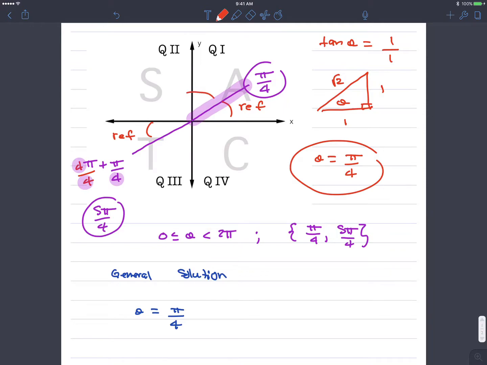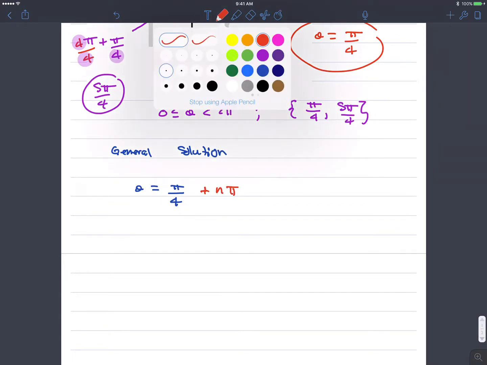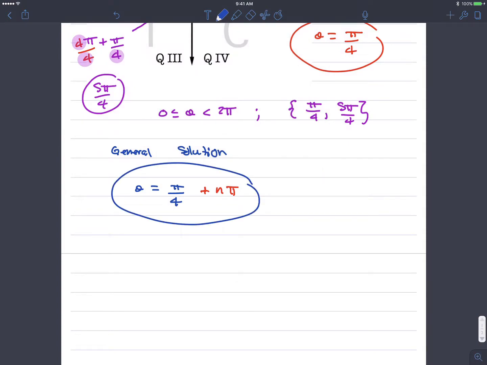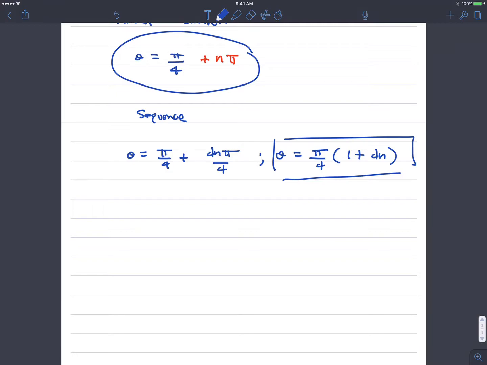Right? We're going to get this other solution over here. We're going to add a multiple of n pi. There you go. And then that's it for your general solution. And if you want the sequence version, all you got to do is a little bit of algebra again. So you can say pi over 4 plus 4n pi over 4. And that will give you theta being, we get to factor out the pi over 4 now. We're left with 1 plus 4n. N is an integer. So this will give you every sequence, or I should say every solution.